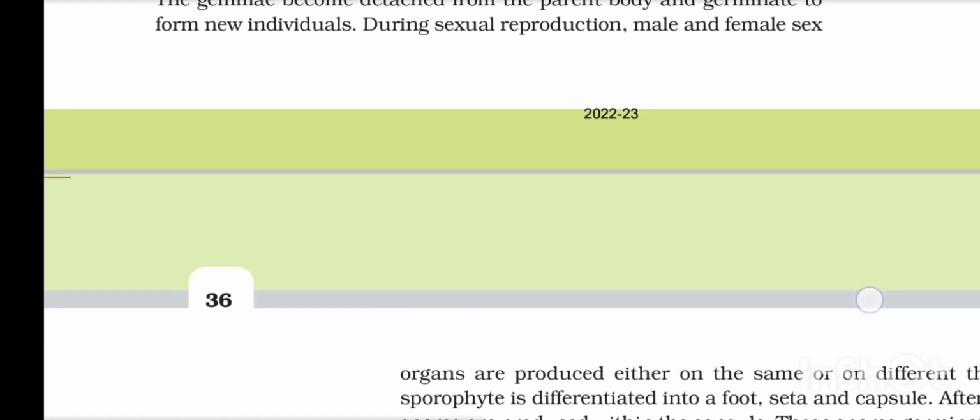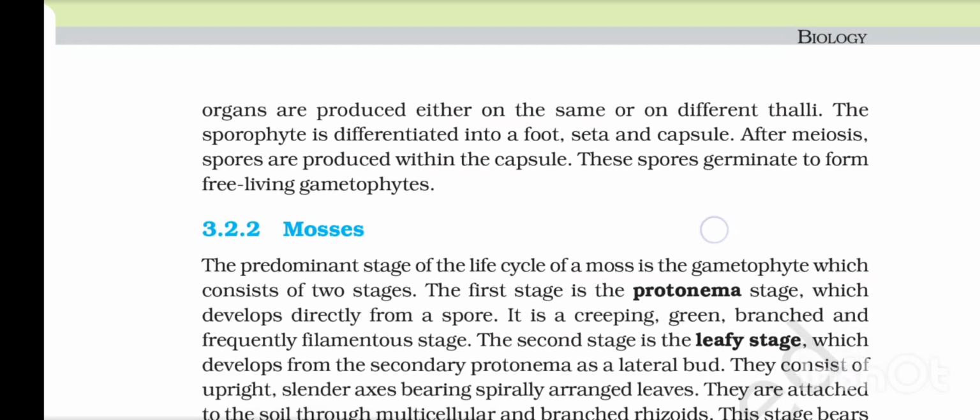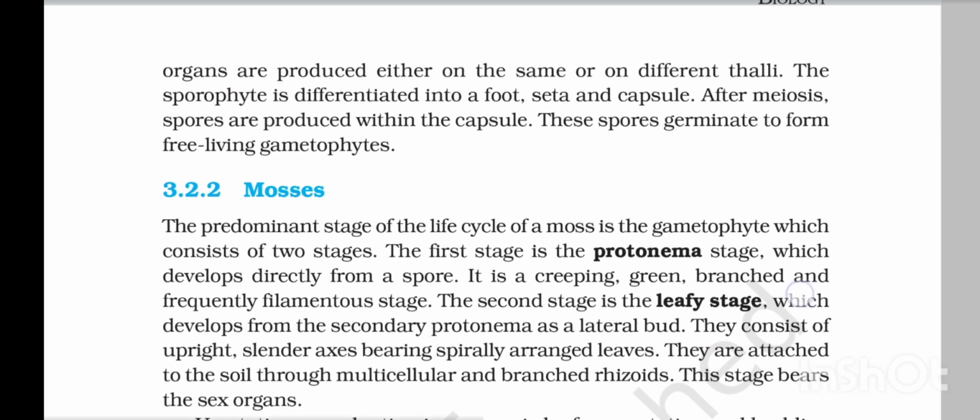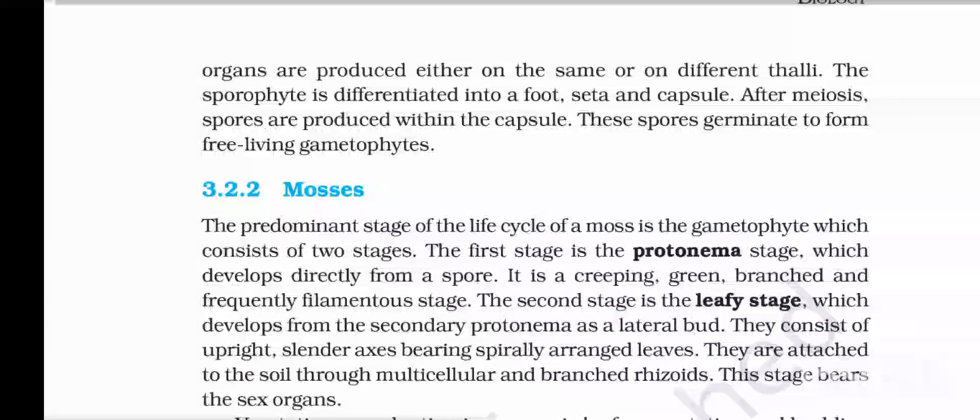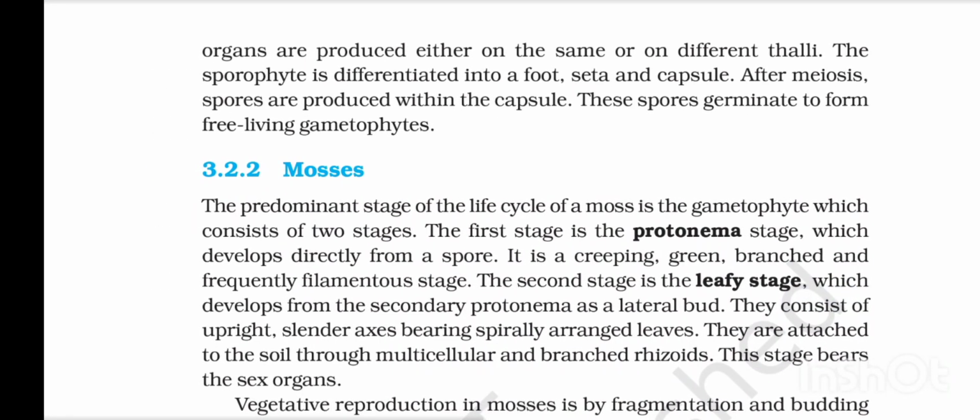During sexual reproduction, male and female sex organs are produced either on the same or different thalli. The sporophyte is differentiated into foot, seta, and capsule. After meiosis, spores are produced within the capsule. The spores germinate to form free-living gametophytes.